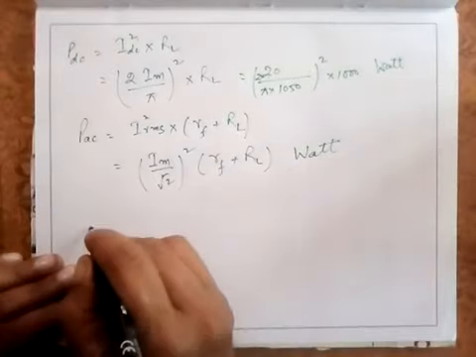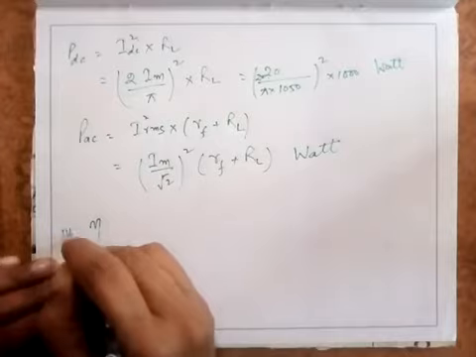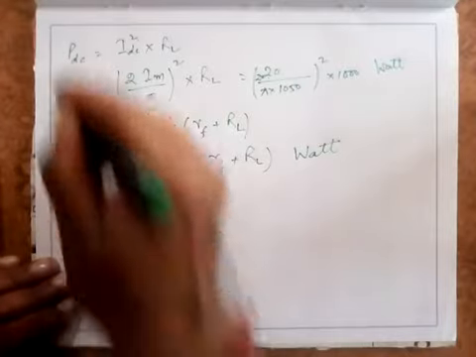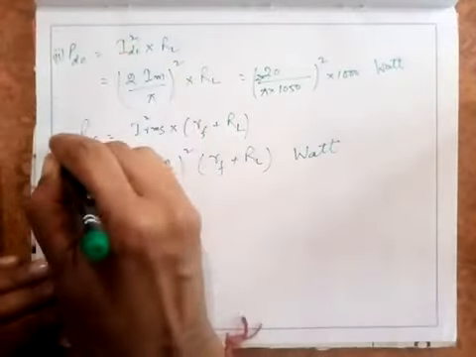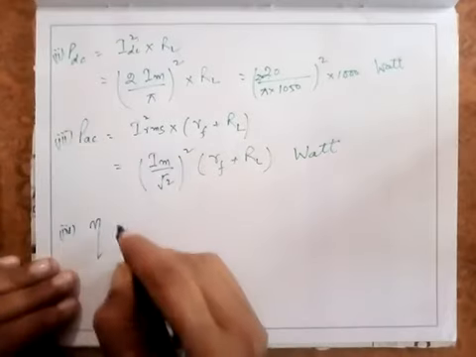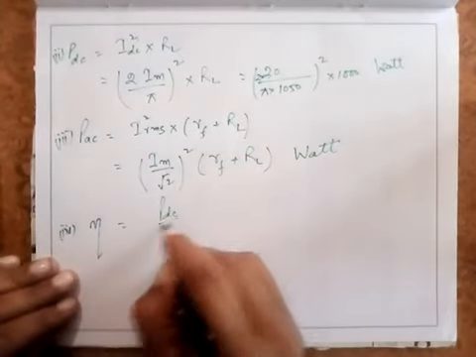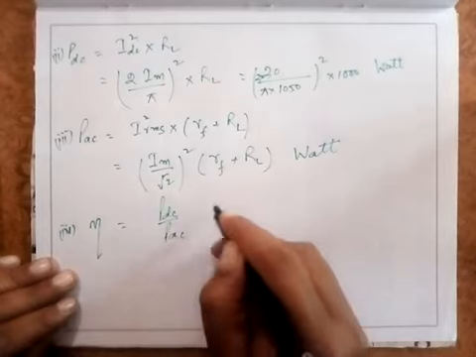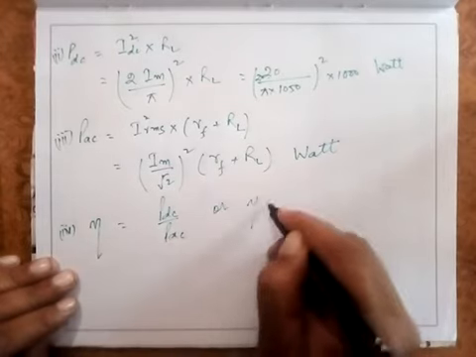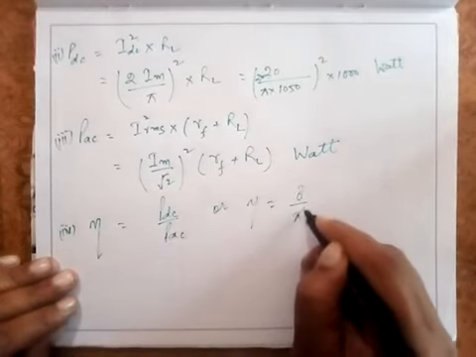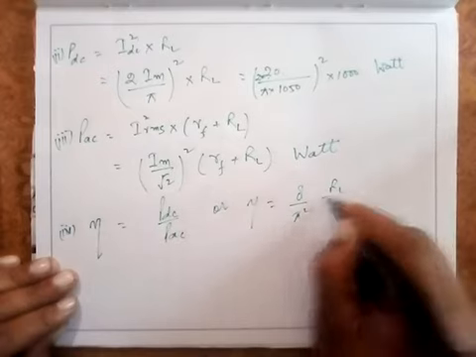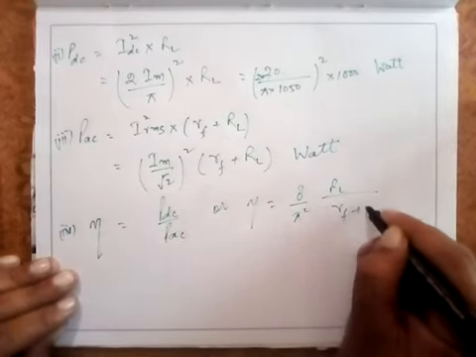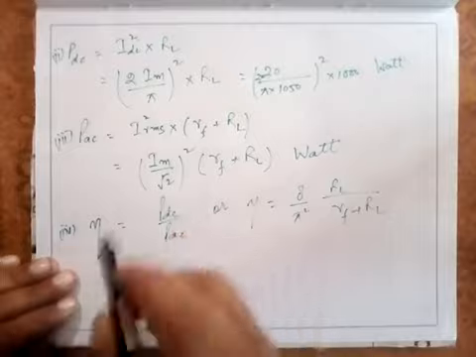And the last part is to find the efficiency eta. This is the second part, this is the third part, and the fourth part: eta is equal to PDC upon PAC. Either you find it by this, or you find eta equal to 8 upon pi square into RL upon RF plus RL. You'll get the same result from both sides.